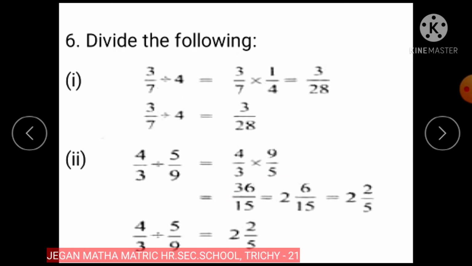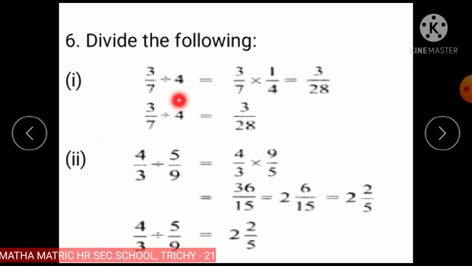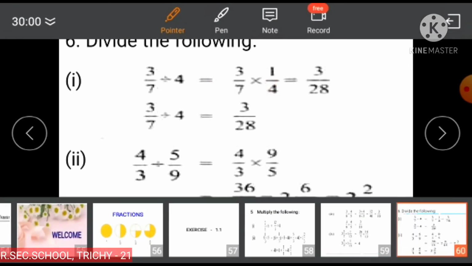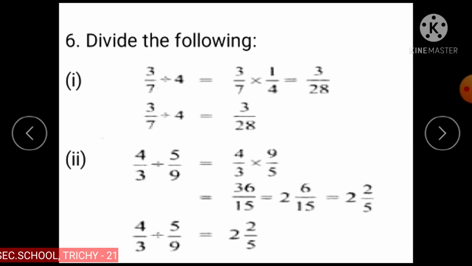Question number 6. Divide the following. Subdivision 1: 3 by 7 is divided by 4. So first, in division of fractions, we take the reciprocal of the second fraction. So reciprocal of 4 equal to 1 by 4. So now division is changed to multiplication. So 3 by 7 into 1 by 4 equal to 3 by 28. So the answer is 3 by 28.